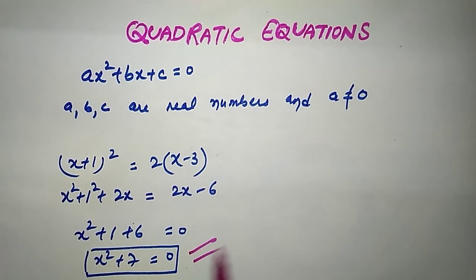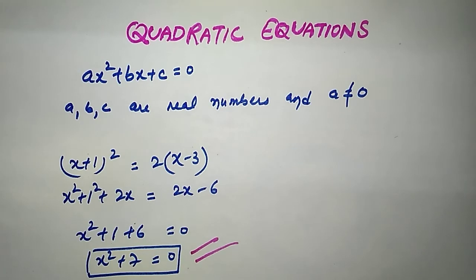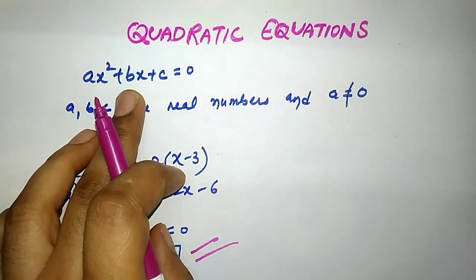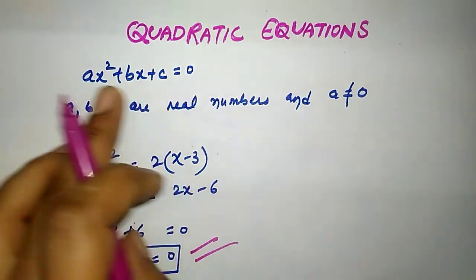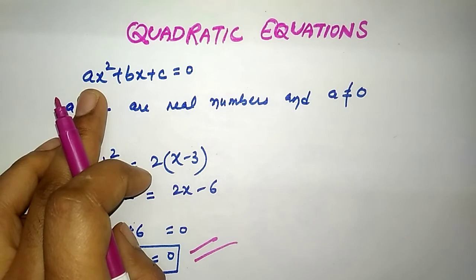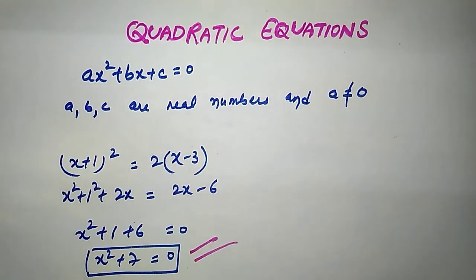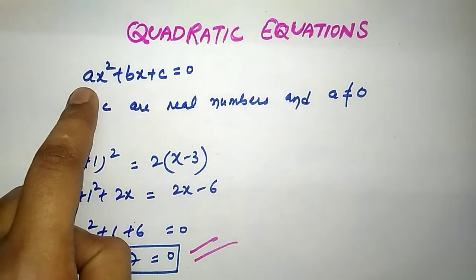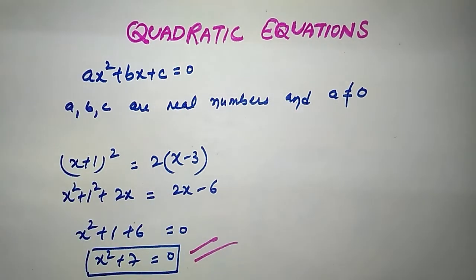So from this we also get that it is not necessary that in a quadratic equation we must have the term bx, but we should have the term ax square. Clear? We can have an equation in which we may not have the bx term or c term, but we must have the ax square term in a quadratic equation. So this is about the representation of quadratic equations.